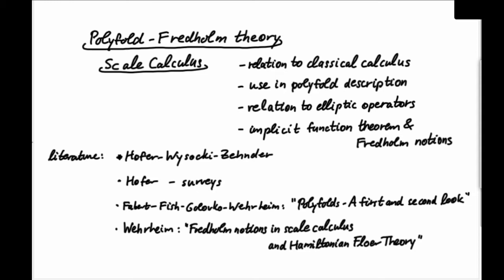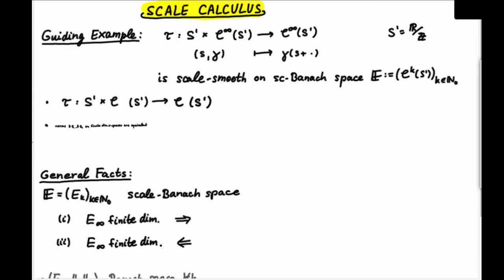Most notably, I advertised finite dimensions and relation to classical calculus. We're going to want to see how this notion of scale smoothness actually helps when we do a polyfold description of a Gromov-Witten moduli space. And I'll say a little bit about Fredholm theory in this setting. There's already something a little bit non-trivial going on.